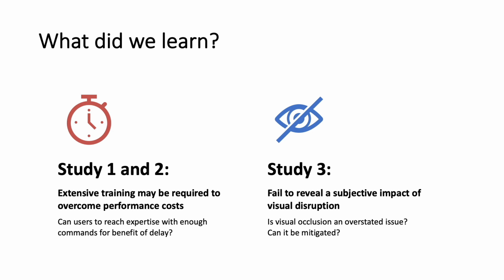So we found in study 1 a reduced performance for delayed marking menus, but an improvement in timing for study 2. Therefore, extensive training is required to overcome these performance costs introduced by delay. And since we looked at expertise with only 2 commands, it's unclear whether users can reach expertise with enough of the commands to actually benefit from the delay. In study 3, we were unable to find this impact of visual disruption that was an issue when marking menus were first developed. This raises the question of whether or not visual occlusion is overstated and whether or not it can be mitigated.